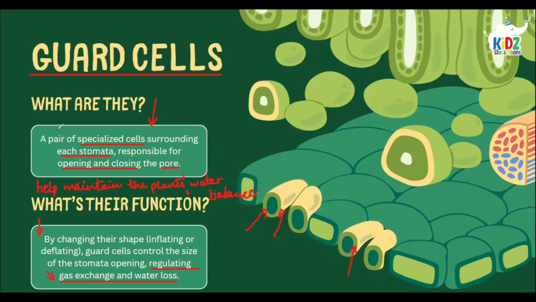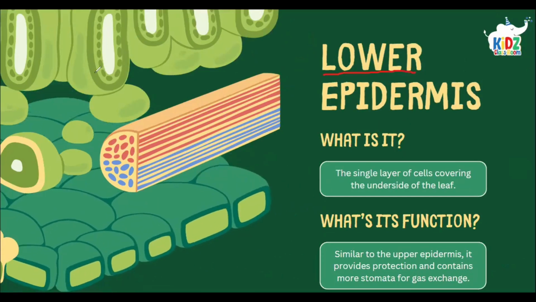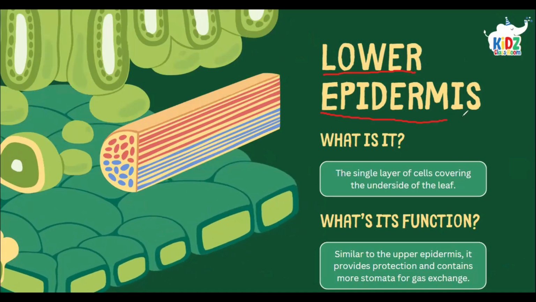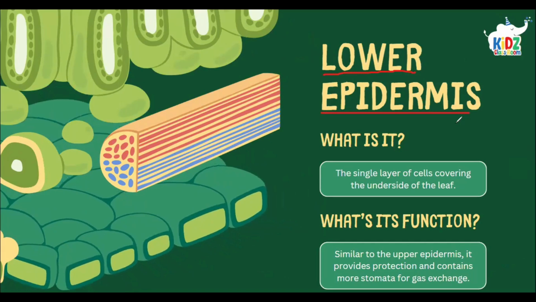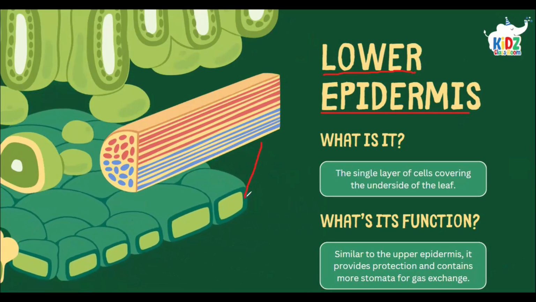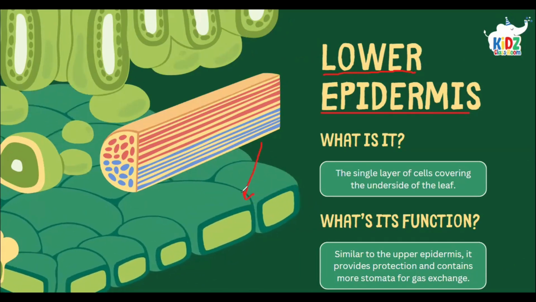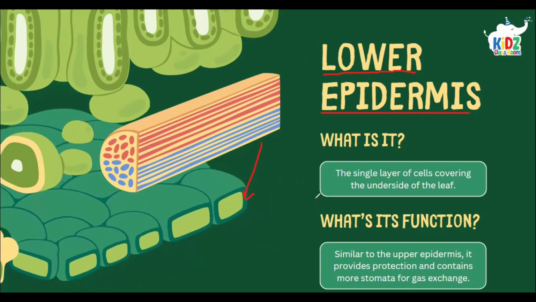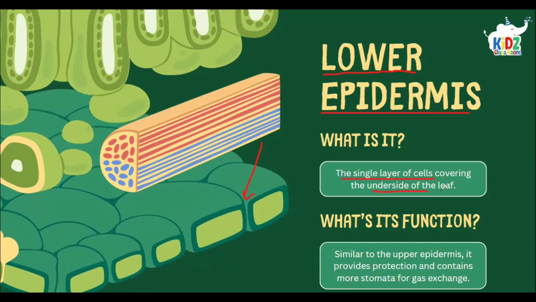So let's learn about another part of the leaf. Okay, so now we have the lower epidermis. And what is the lower epidermis? Well, it is similar to the upper epidermis, but it is located on the underside of the leaf. It is a single layer of cells which covers the underside of the leaf.